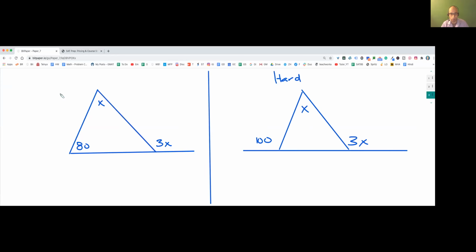So there's two problems here. I think everybody should be able to get this. Remember what we talked about? The exterior angle. That means this is equal to this guy plus this guy, and just basically solve it. So you're just going to write down 3x is equal to x plus 80. And now, how do you solve it? So think about it and solve it.